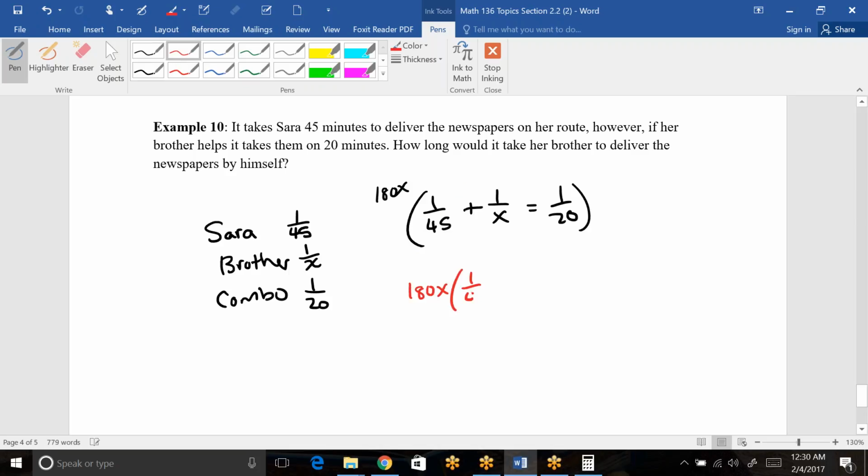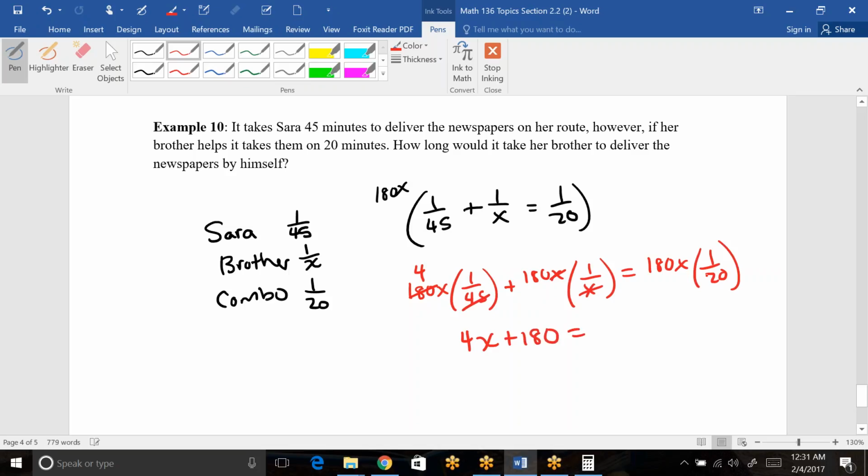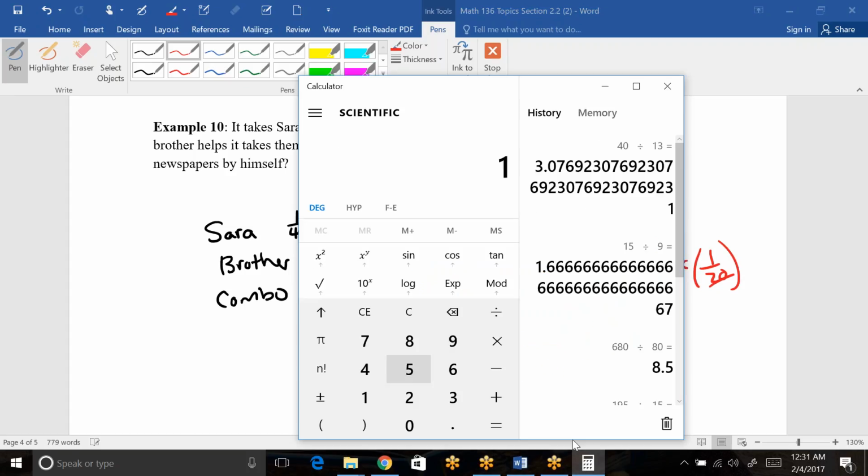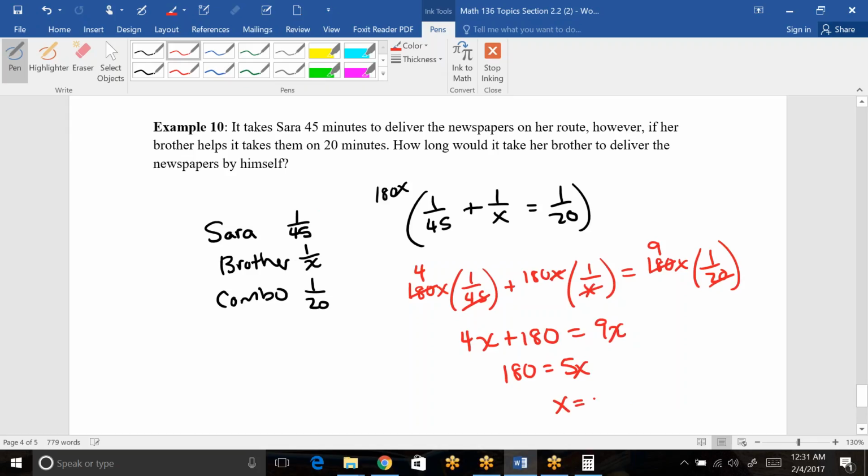180x times 1 over 45 plus 180x times 1 over x equals 180x times 1 over 20. That was 4 times, so that would be 4x. This will be plus 180. 20 goes into 180 9 times, so that would be 9x. We would subtract over the 4x, that would be 5x. And 180 divided by 5 should go evenly. We get 36 minutes, because this was in minutes, not hours.